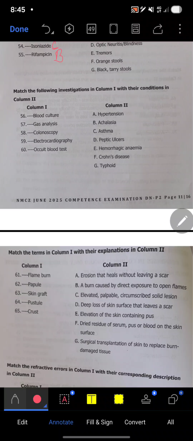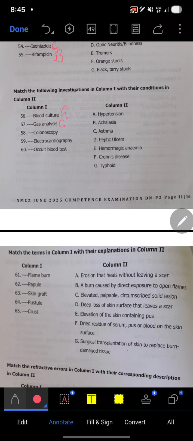The next set of matching says match the following investigations in column 1 with their conditions in column 2. 56 says blood culture, and this is G, which is typhoid. 57, gas analysis, the correct answer is C, which is asthma, where we do arterial blood gas analysis.